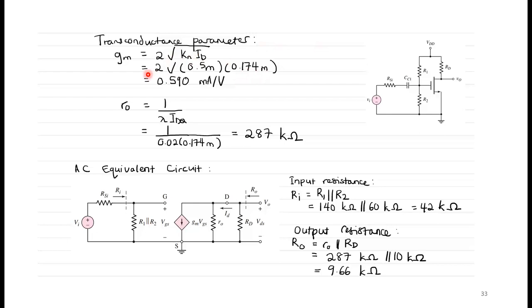And because the value of the channel length modulation parameter is given, I am not assuming that the output resistance is infinite. I am taking into consideration that there is a finite output resistance for the transistor. So 1 over lambda IDQ gives me 287 kilo ohms. If I draw the AC equivalent circuit, these values gm and rout will be the values that we put in here. And these values gm and rout need the DC analysis value of IDQ to find them.